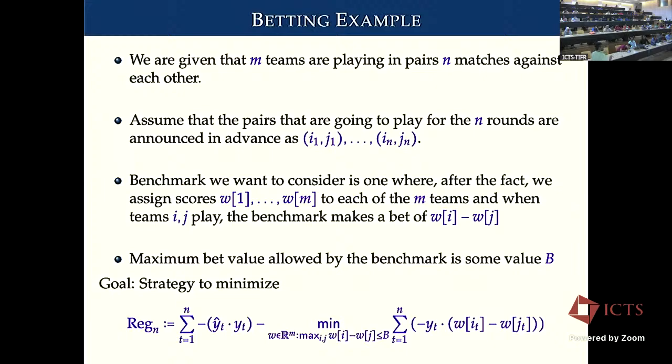So I'm just giving you M teams, right? W1 through Wm are just M numbers in the reals. This is our benchmark. So let's say that we are talking about a cricket tournament, right?